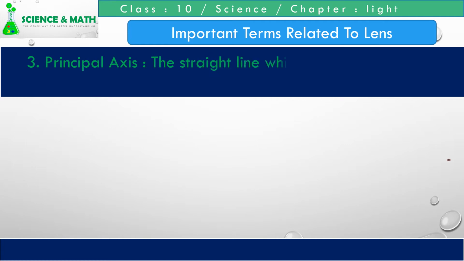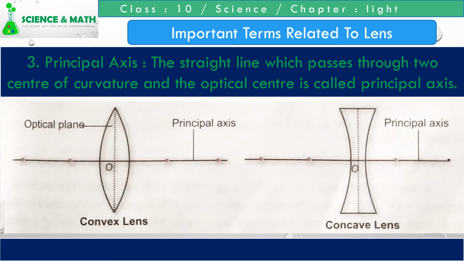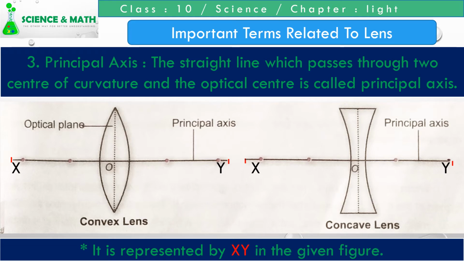Number 3. Principal axis. The straight line which passes through the two centers of curvature and the optical center is called principal axis. In the given figure, this straight line in the convex lens and the straight line in the concave lens represent the principal axis. Principal axis is represented by XY in the given figure.